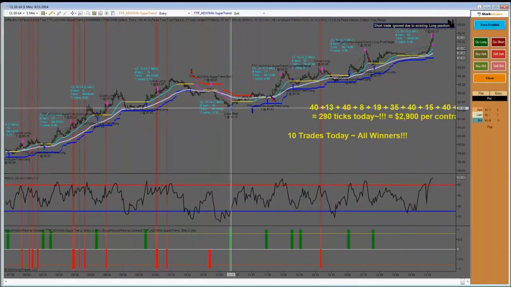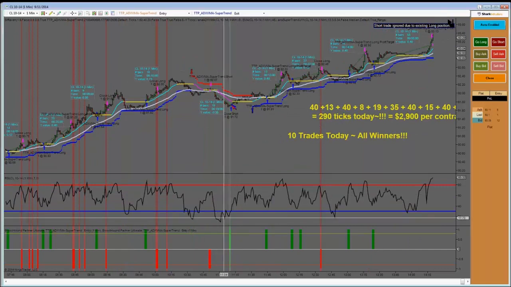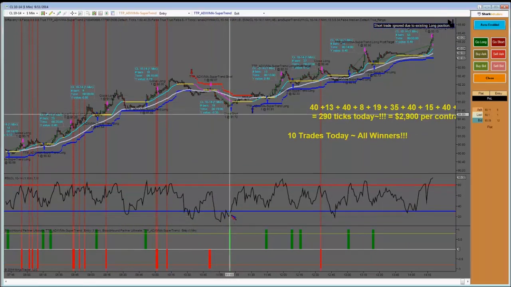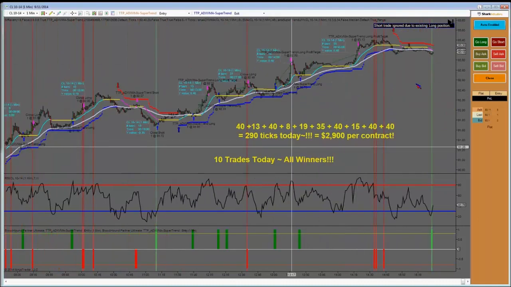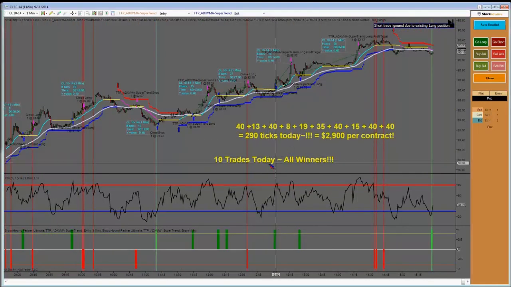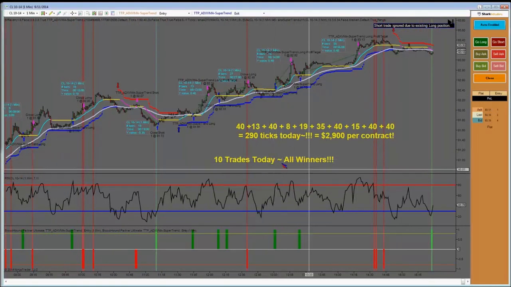All right, another long. And see, this is perfect. This is right where the RSI got you out beautifully, RSI divergence. So that's what I mean. It's just a great, great exit. And then another long here, plus 40. Another long, 15. Another long, 40. Another long, 40. 10 trades back to back, all winners.